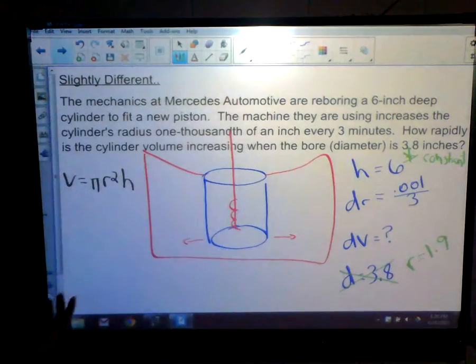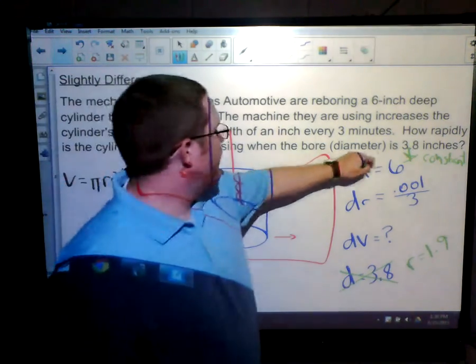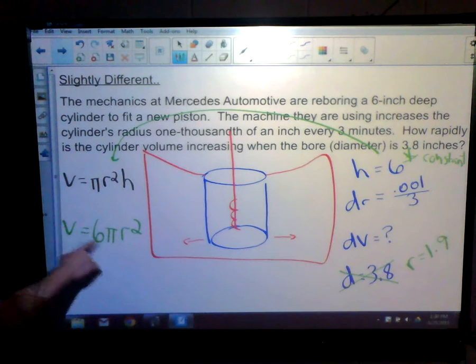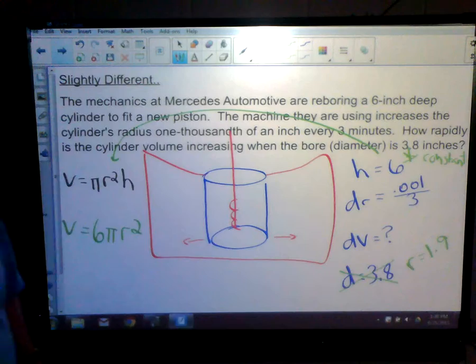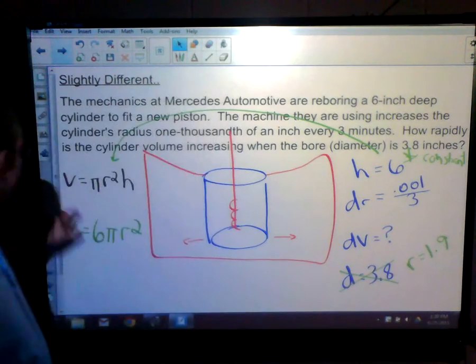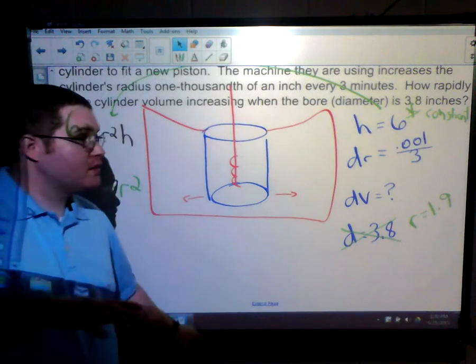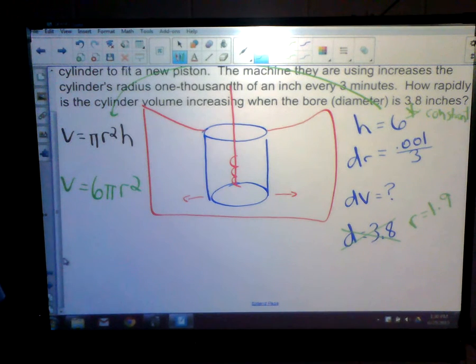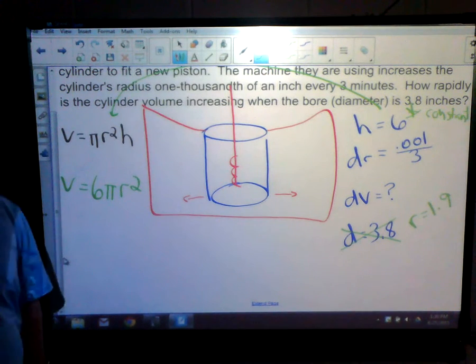Since the height is constant, I can go ahead and plug it into my formula. So now the volume is 6 pi r squared. Now it's a much, much easier problem to deal with because there's only two variables. Let's take the derivative. Oh wait, let me stop again. Why could I plug the 6 in before the derivative? Because the 6, the height, was constant throughout this problem.